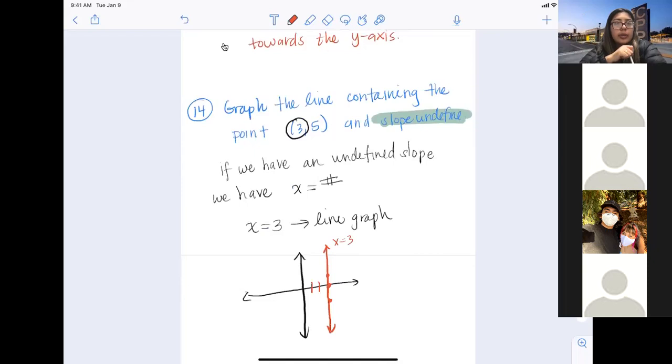Okay, we're going to move on to question 15. Do we have any questions, by the way? Please have your questions on the chat, or if you want to unmute yourself as you wish.